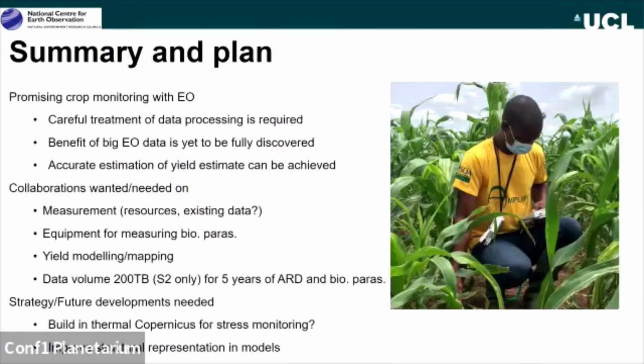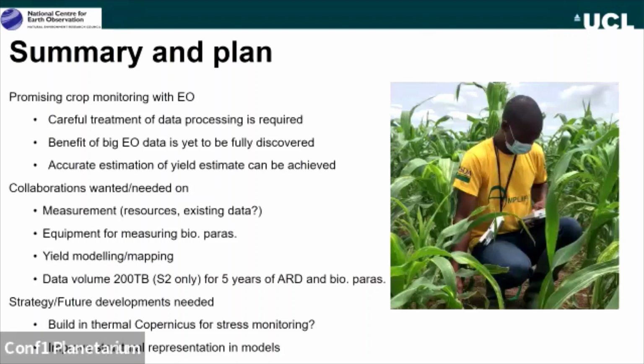So finally, some summary. I think it's very promising to do crop monitoring with Earth observation, but it needs very careful treatment of the data processing, and the benefits of the big Earth observation data are yet to be discovered. We can do very accurate yield estimation with only Earth observation data, and we want to have more ground measurements of biophysical parameters and yield for us to verify our results.